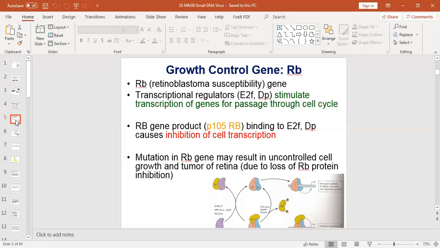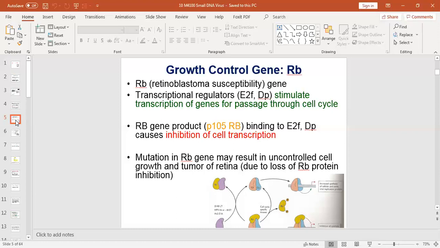The RB gene will be translated into RB protein, or the so-called RB gene product. RB protein is also called P105RB. P for protein, 105 is 105 kilodalton, the molecular weight of the protein. So RB protein binds to these two transcriptional regulators, E2F and DP. Once RB binds to them, it inhibits transcription of those genes required for cell cycle progression.